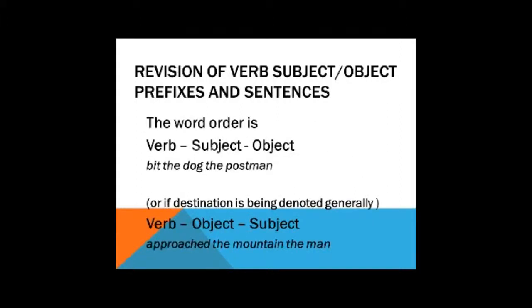The word order in Latropeth: in English, you would generally get subject, verb, object. The dog bit the postman. In Latropeth, the general word order is verb, subject, object. Bit the dog the postman. When we're dealing with sentences involving destination or location, the subject will generally go to the end, and you'll get a variation where you have, for example, with a verb of motion, verb, object, subject, where the object is a noun that expresses the destination of the movement. So for example, approached the mountain the man.